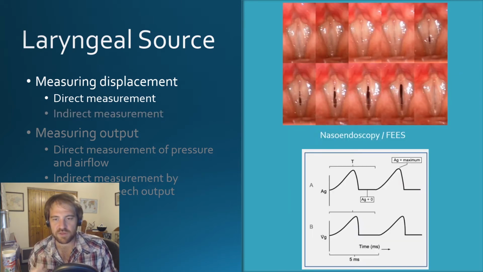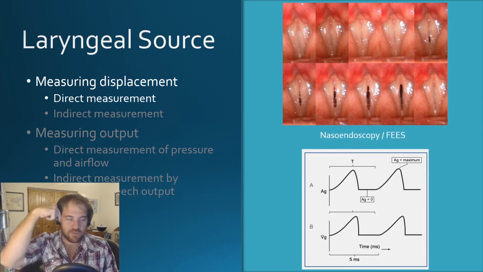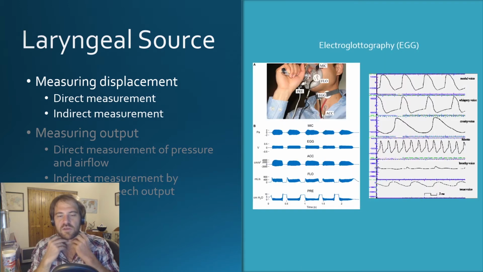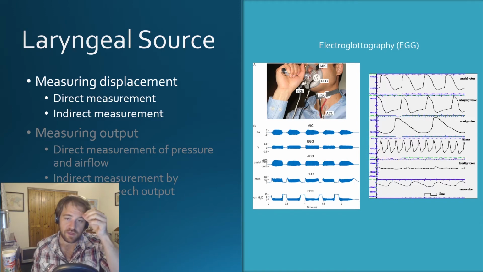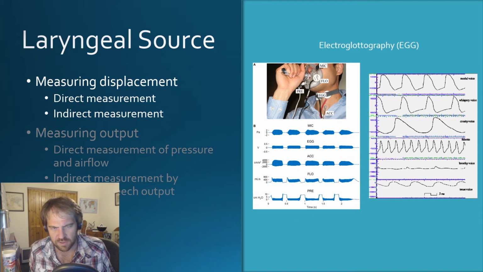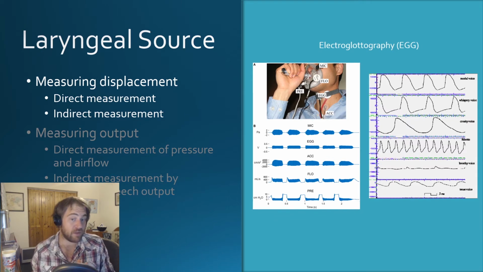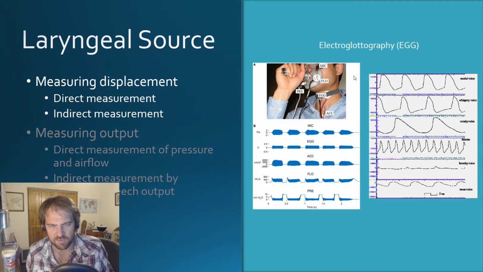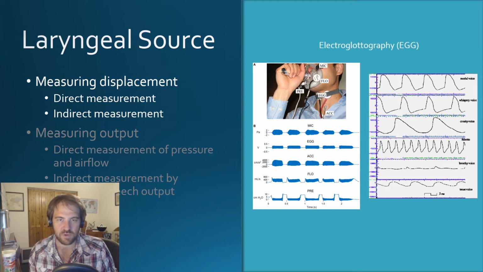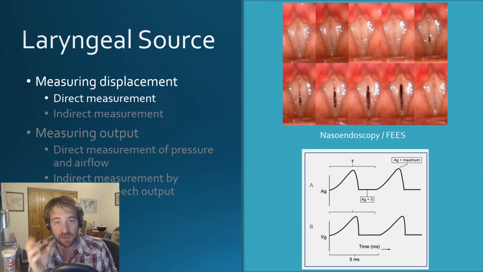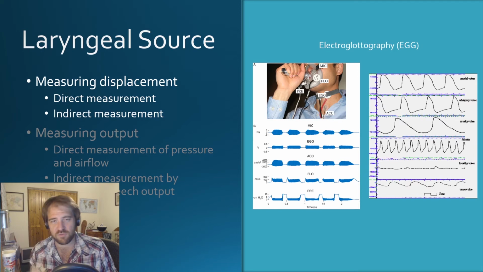So let's go back. For this one, you have to have an endoscope up the nose, looking down. With this one, you've got to be strapped up with this EGG equipment. This person is not only strapped in with EGG. They've also got a microphone and this pneumotachometer here, which we'll talk about in a second. So they're kind of looking at everything for this person. But really what I want to focus on here is the EGG for this indirect measurement. Now this is all measuring the actual displacement of the vocal folds, right? That's what we're looking at in both cases. Here we're actually watching it, and here we're making an indirect measurement of the displacement.